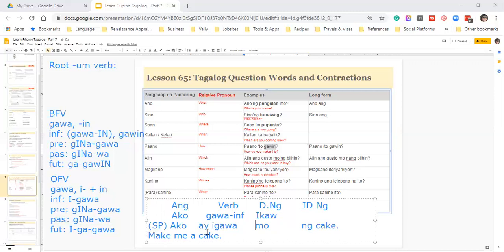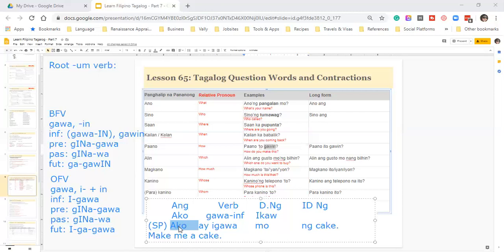Why? Because ako is your focus here. Mo is you, but me is in Tagalog, ako is my focus. We're focusing on ako. What are you gonna do with me? What are you gonna do for me? Ako ay igawa mo ng cake. Does it make sense?